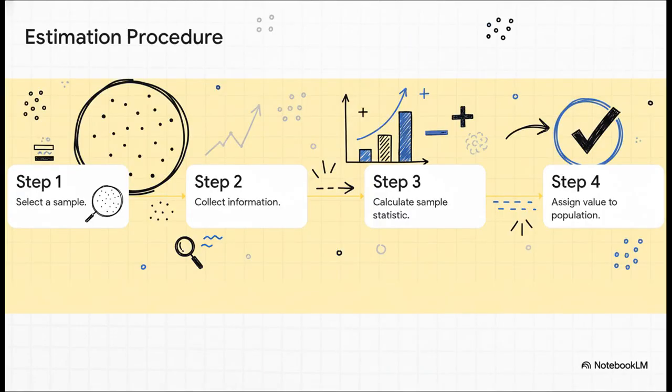And the process itself is actually surprisingly straightforward. It's kind of like a 4-step recipe. First, you pick a random sample. Then you collect your data from that sample. Third, you calculate a key number, like the average. And finally, you use that one result to make a claim about the entire population.